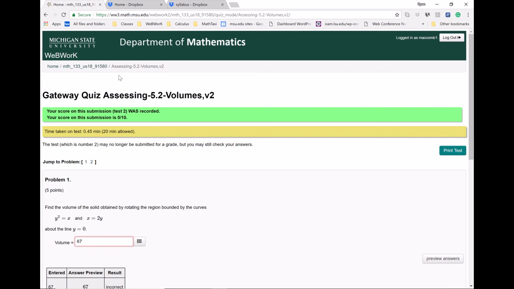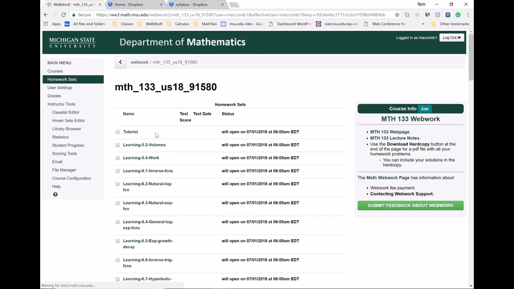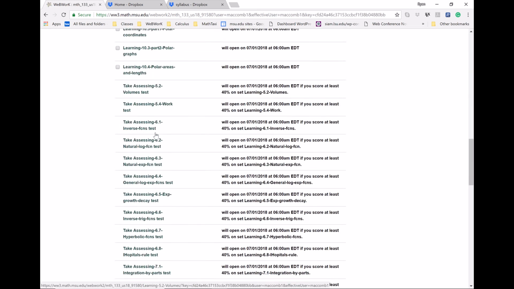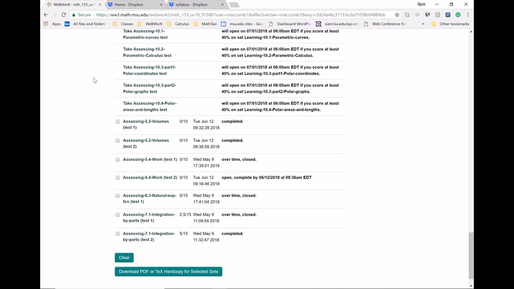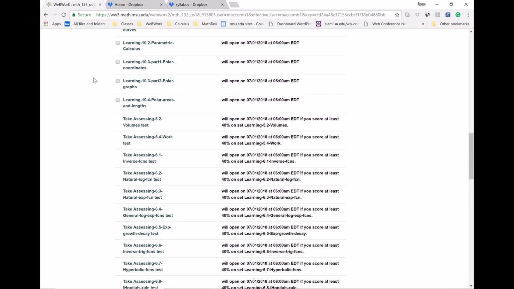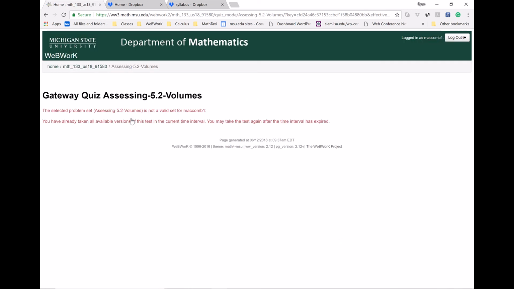There were 2 allowed. And we can now see if I go back here all the way at the very bottom, we now have 2 of these, right? So I have test 1 and test 2. So I've used all of my attempts, right? I only had 2 attempts. So if I go here and I try to take it one more time, there we go. It says, sorry, but you don't have any more attempts left. So you're going to get 2 of them in total. Each one has 2 grading submissions.